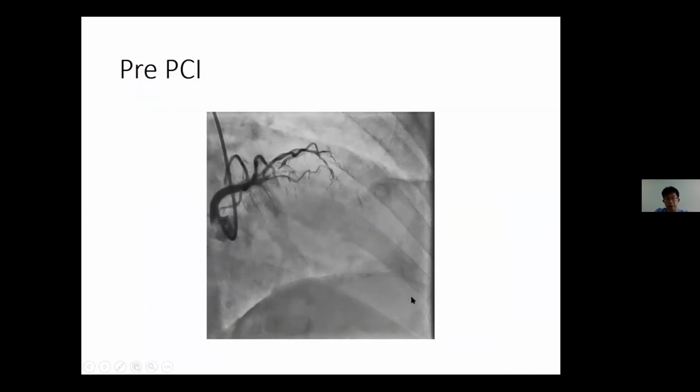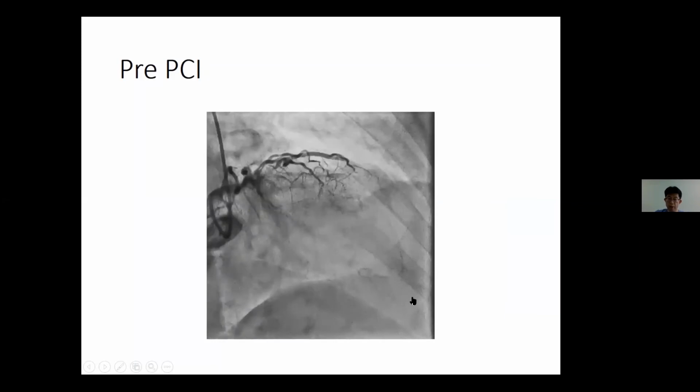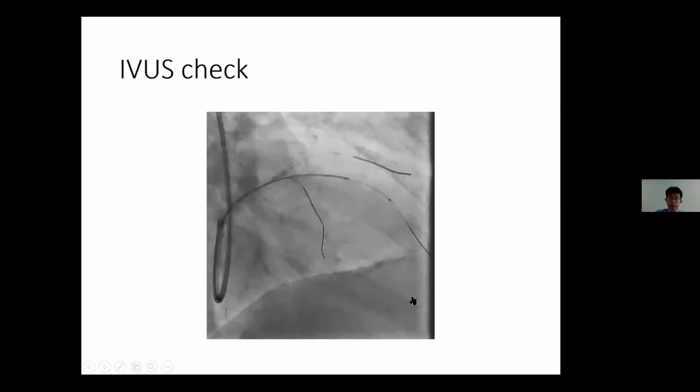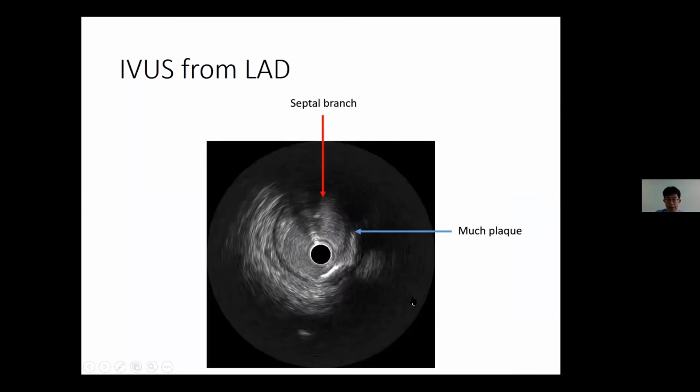This is an example case. It's a LAD bifurcation lesion. After wire crossing, we checked IVUS. And this is a large septal branch here. In this case, the patient's left ventricular function is very low. It means protecting the side branch is very important, especially the large septal branch.